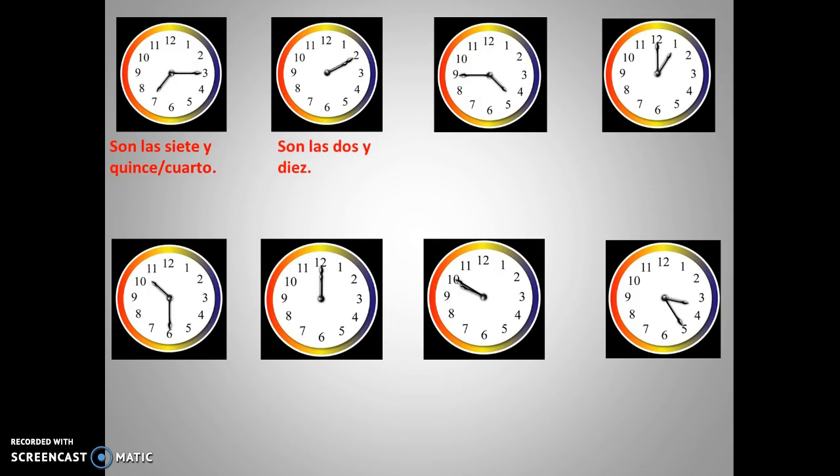The third one is it's a quarter till 5 or 4:45. So you're going to say it is 5 o'clock minus 15. Son las cinco menos cuarto or son las cinco menos quince. 1 o'clock exactly on the nose is es la una.